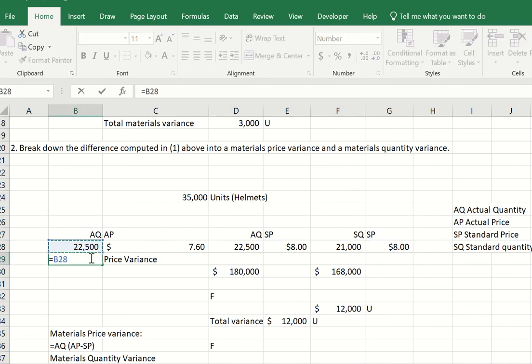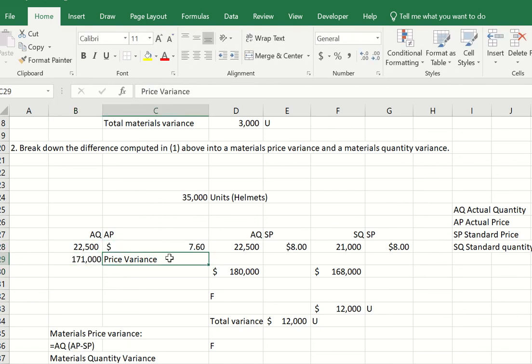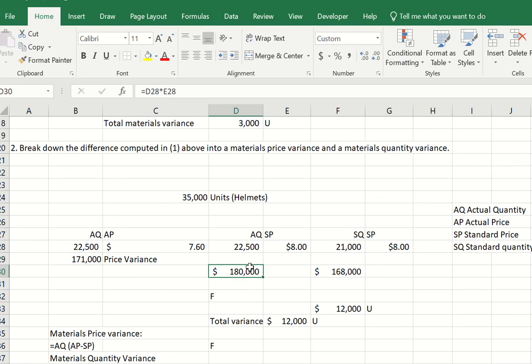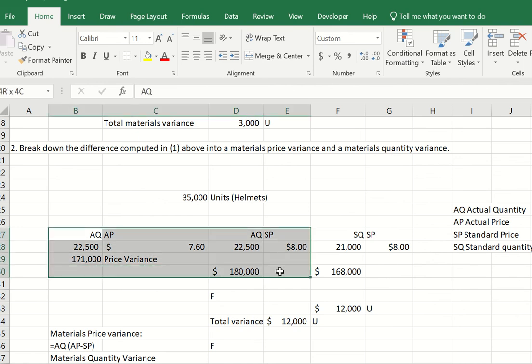And even if I did this one, oh, this might be a circular reference though. So $7.60, that is pretty close to my $8, so I think that's reasonable. This number is pretty close to this number, so make sure these are reasonable amounts. This one times this one, 171,000. So we have a variance. We're analyzing our price variance with these two numbers.